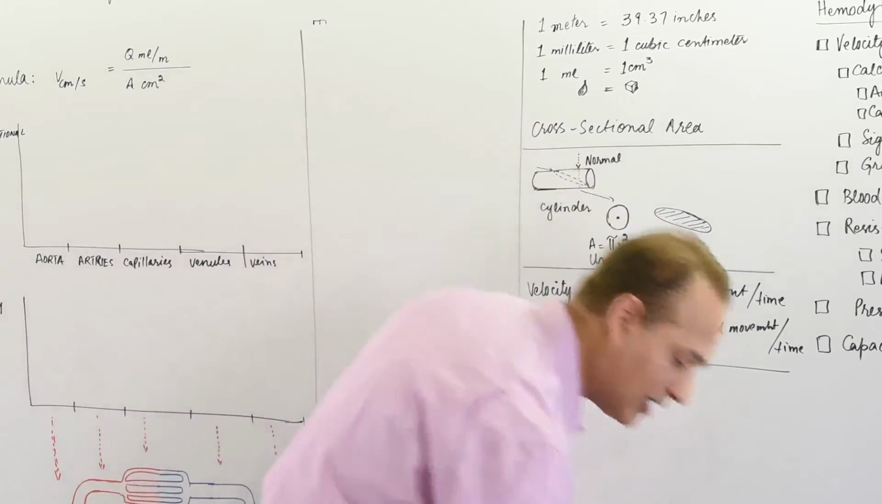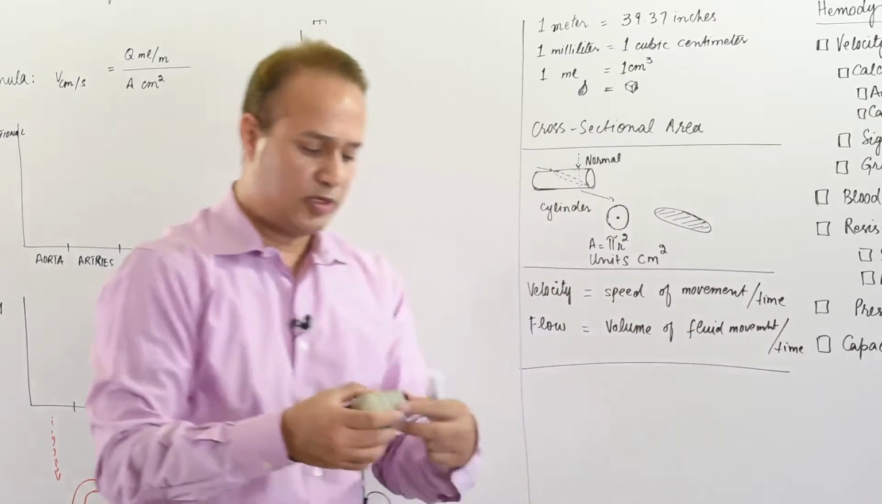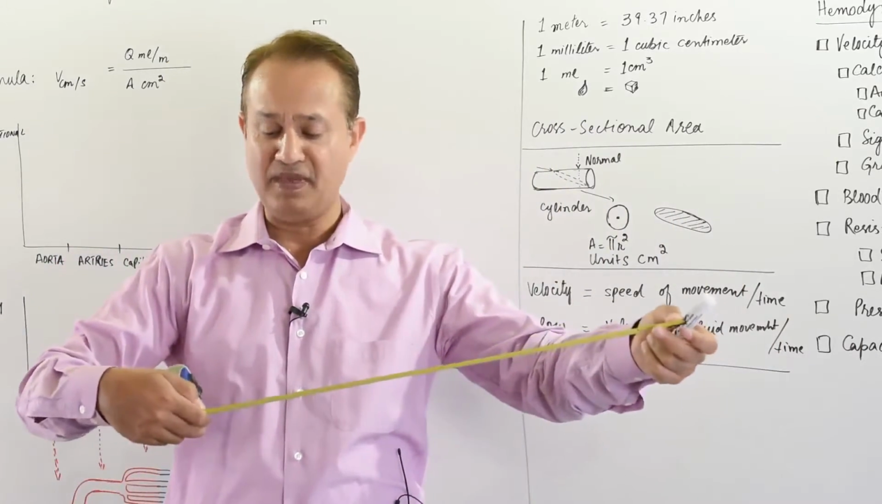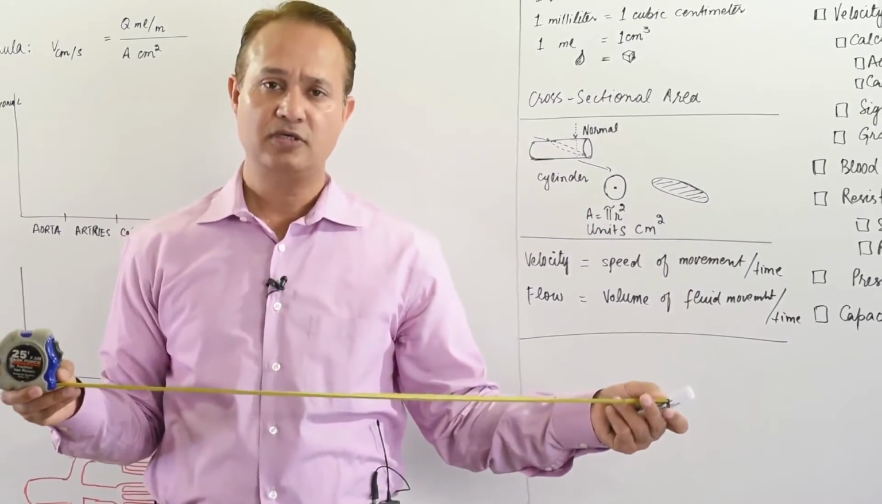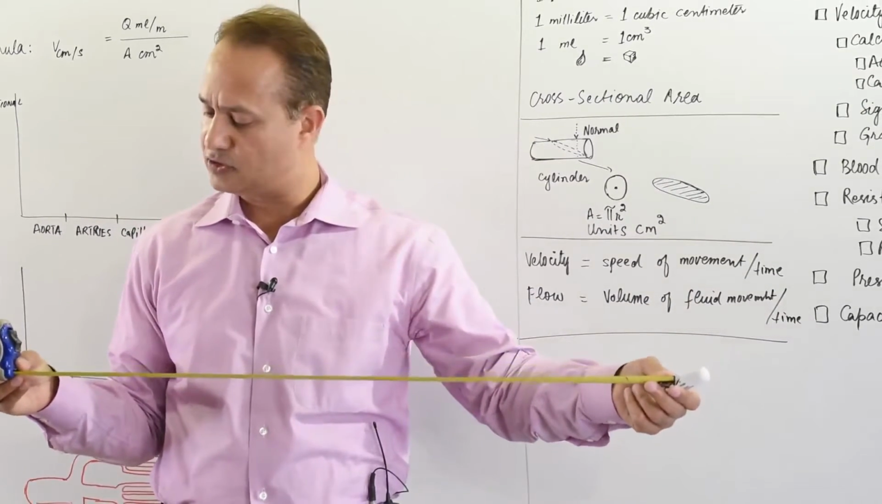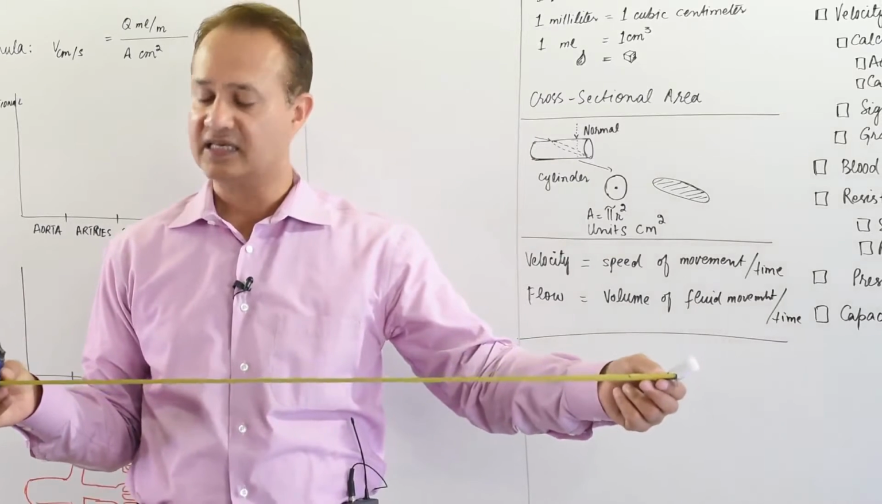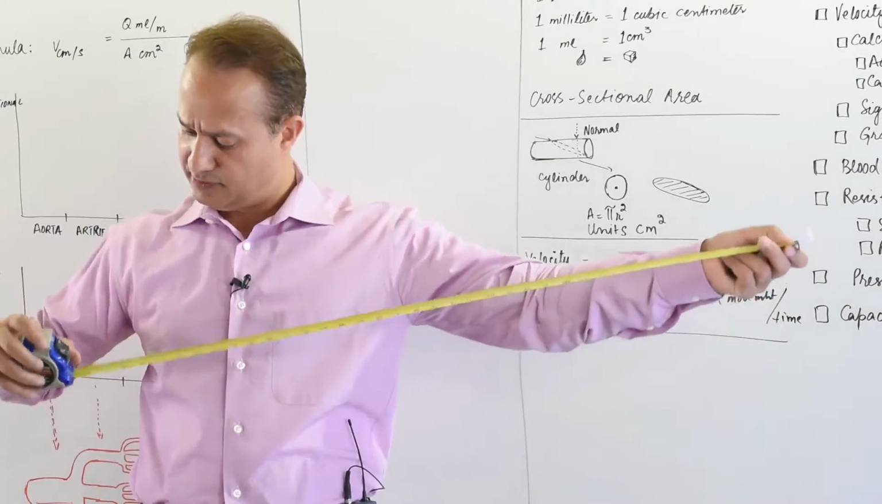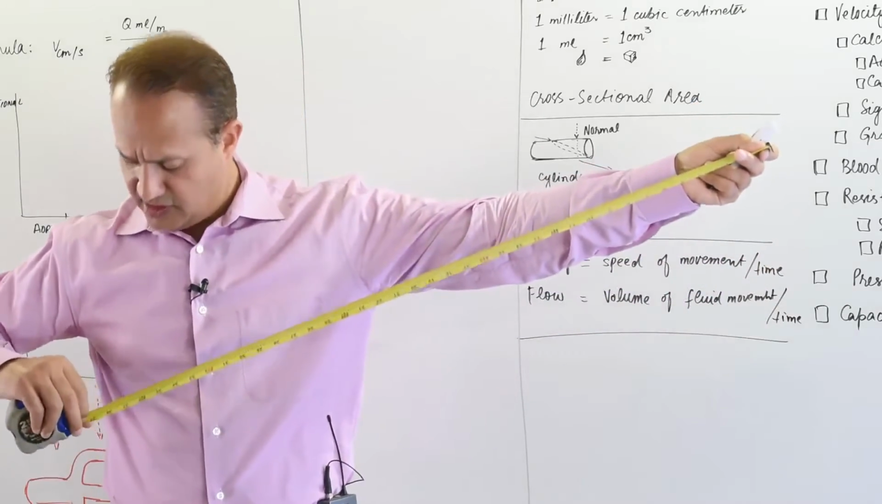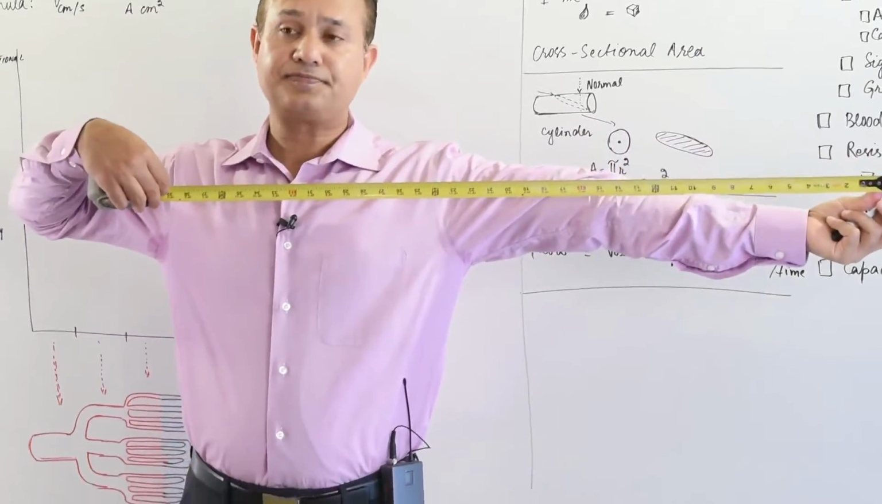I also have a measuring tape here with which I would like to show you what a meter looks like. So 1 meter is a little more than 3 feet. It's about 39 inches and 3 parts of an inch. So let me just open it up. It's about here. So this is about a meter.